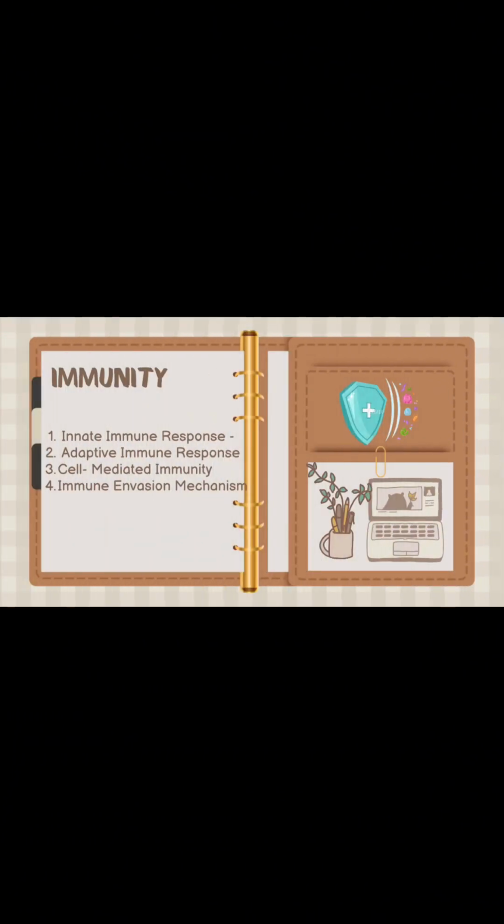So, next is the immunity. The immune response plays a crucial role in the control and clearance of Entamoeba histolytica infection. Here are some key aspects of the immune response of E. histolytica. First is the innate immune response. Second is the adaptive immune response. Third is the cell-mediated immunity. Fourth is the immune evasion mechanisms.